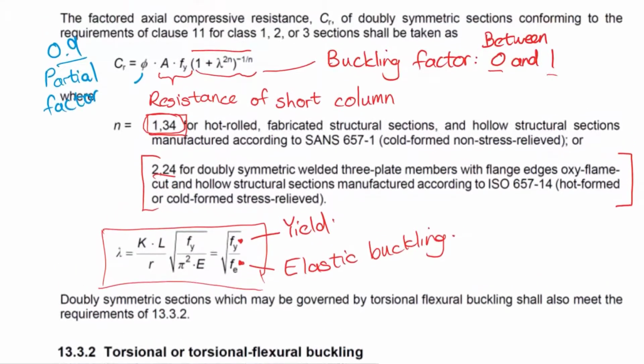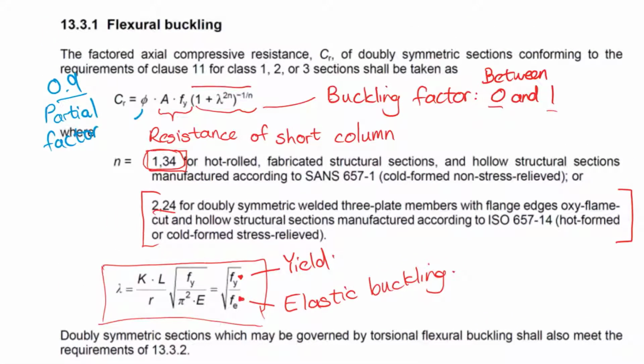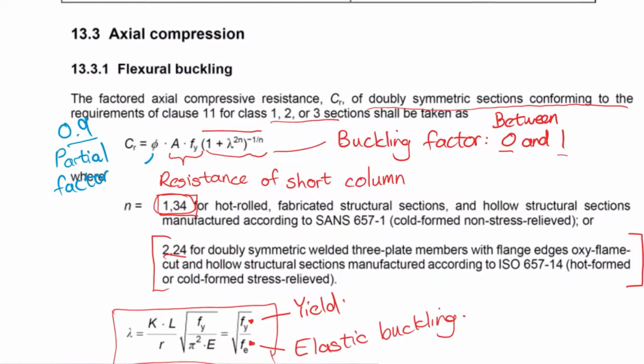So ultimately, this first guideline covers doubly symmetric sections conforming to the requirements for class 1, 2, 3 sections. As I said, normally in terms of compression elements, you don't really get class 1 and 2. We typically deal with class 3, but it's doubly symmetric. So these sections don't experience weird buckling. What do those sections look like?